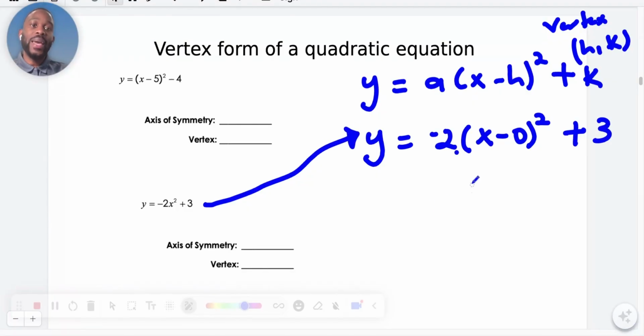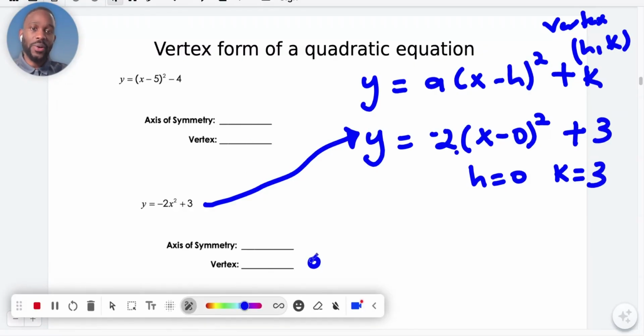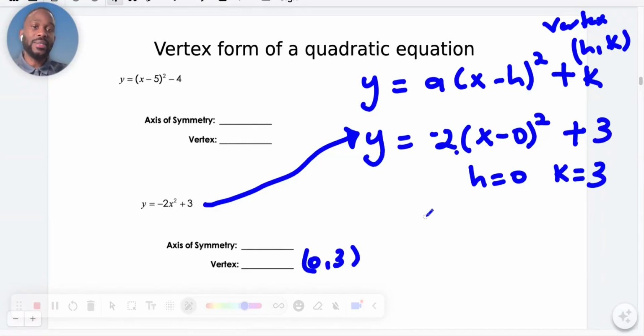So that means my h is 0 if I'm relating these two equations. And then my k is 3. That means my vertex is 0, 3. And then remember the axis of symmetry is the line x is equal to h. Remember h is 0. So the axis of symmetry is the line x is equal to 0, right? Does that make sense?